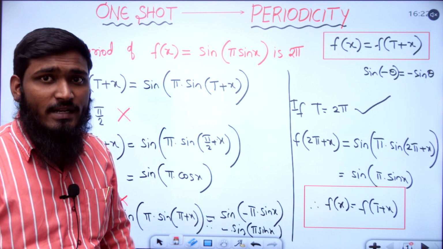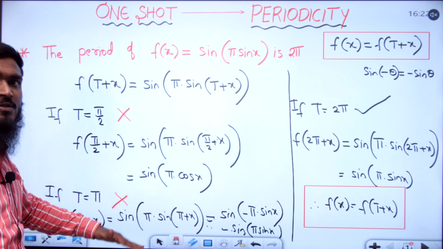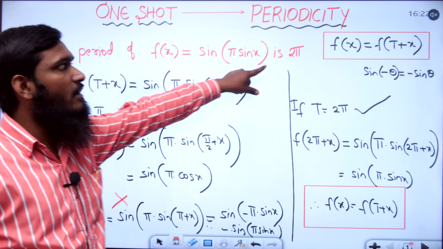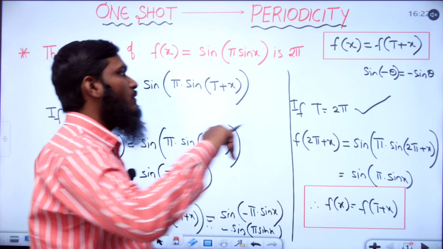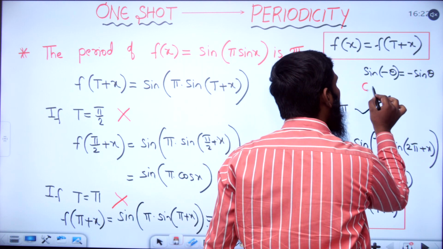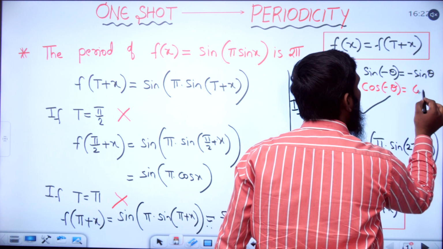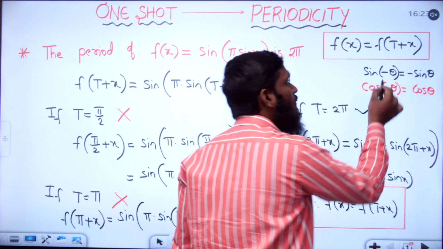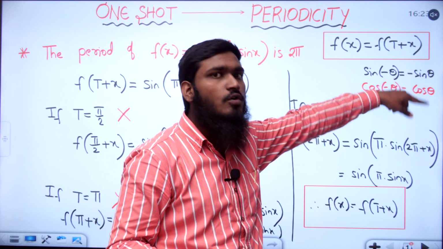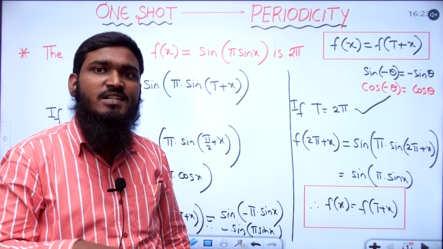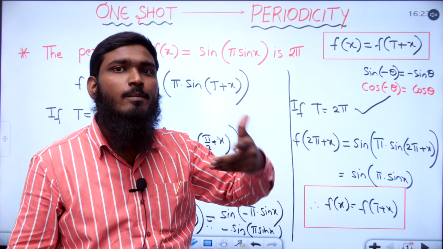Now what is the one shot result? This was the actual procedure. Now what is the one shot result? No need to write this many steps for this single question. Directly we can write the answer. How? Now listen here carefully. Let us take one more point also. Cos of minus theta equals plus cos theta. Sine of minus theta equals minus sine theta. Cos of minus theta equals cos theta. Similarly, tan of minus theta equals minus tan theta. Only cos and secant will become positive.